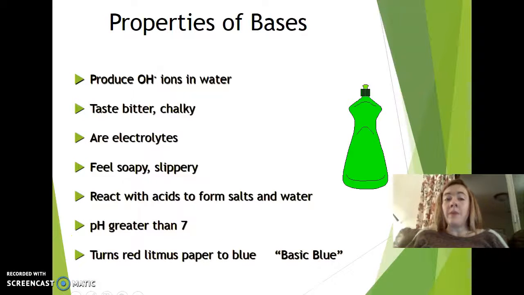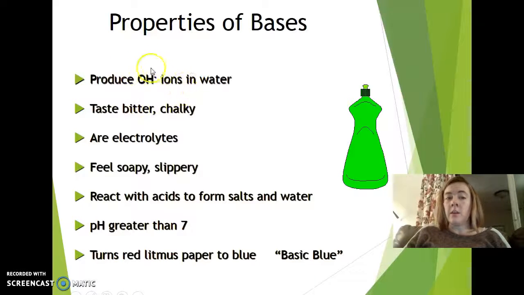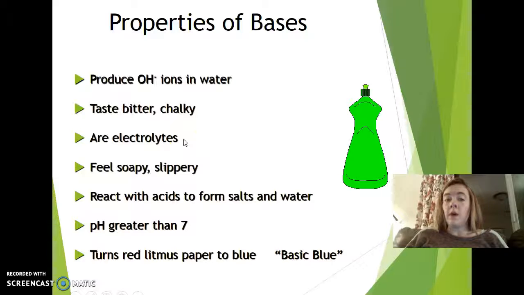The properties of bases: they produce OH- ions in water. This is called hydroxide. It's not listed on your list of common ions, so it is something that you have to memorize. They tend to taste bitter or chalky. So if you think about eating Tums, Tums are very chalky. That would be a good example.